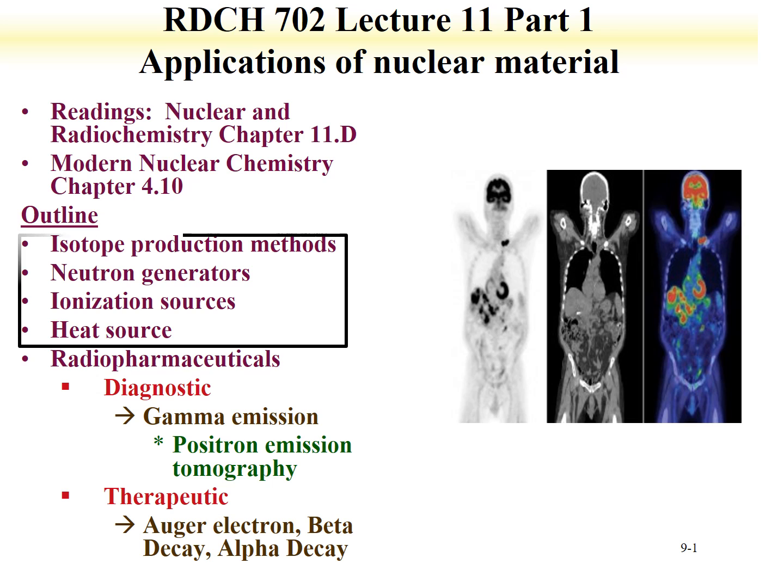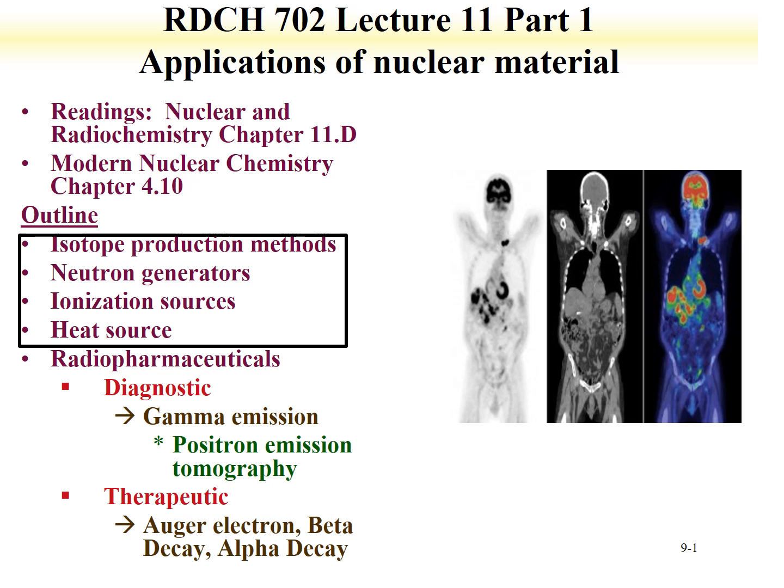The outline for the first part is shown here, where we'll talk about isotope production methods, neutron generators, ionization sources, and heat sources.